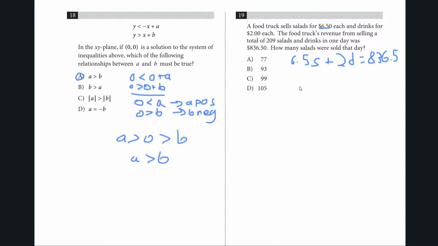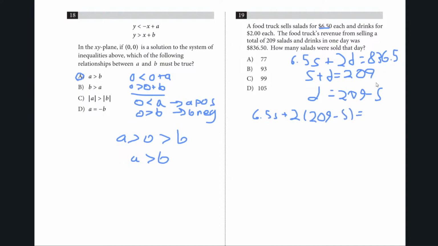So 209 salads and drinks were sold in one day, so salad plus drink is equal to 209. So now we isolate the s or the d variable here. We are solving for salads, so let's isolate the d, and we get 209 minus s. We can plug this into the top equation where we have 6.5s plus 2 times, now we're plugging in for d, 209 minus s is equal to this number.